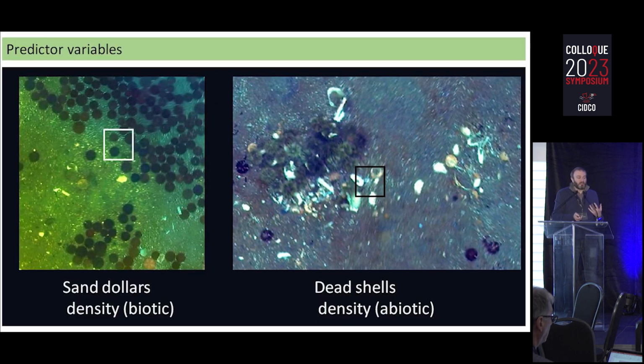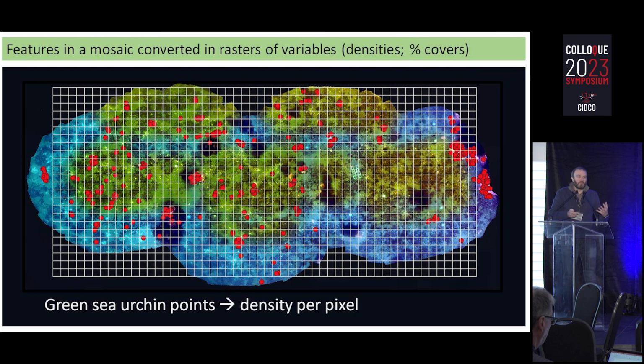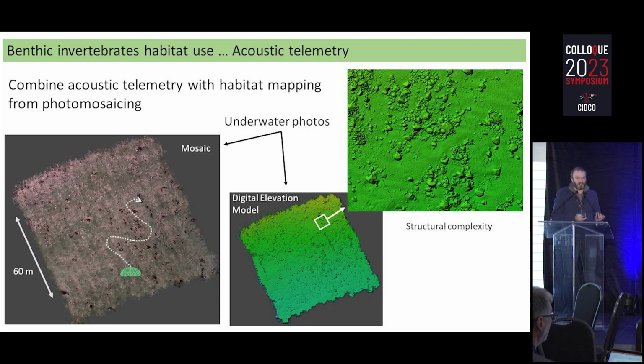Finally, we'd also like to characterize the presence of other species or other small features, such as dead shells and other small substrate that can play a role in how the species move and utilize their habitat. You then need to put this information in relationship with, for example, the densities of your species of interest so that you can build a statistical model. With acoustic telemetry, we are trying to couple the information from the photomosaics to the movement of the species.